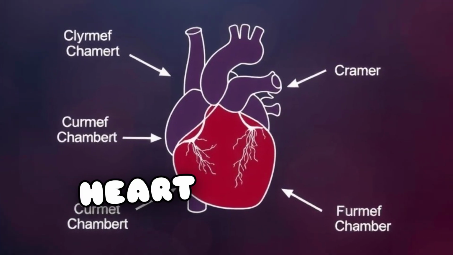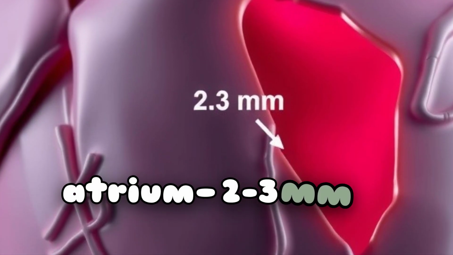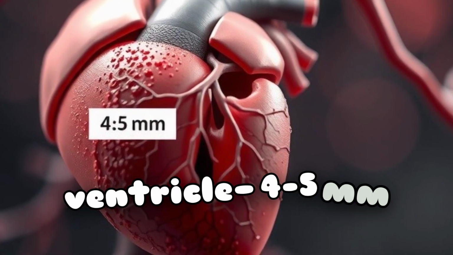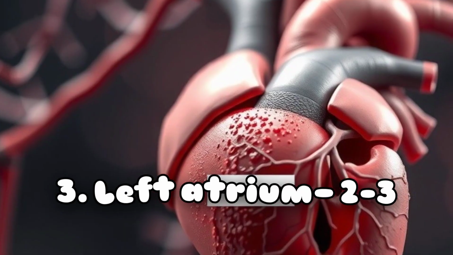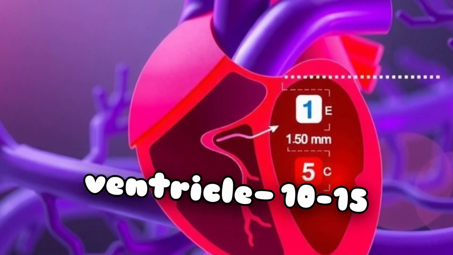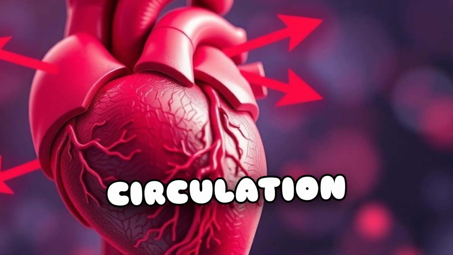Chambers of the heart. There are 4 chambers of the heart. 1. Right atrium, 2-3 milliliters in size. 2. Right ventricle, 4-5 milliliters. 3. Left atrium, 2-3 milliliters. 4. Left ventricle, 10-15 milliliters. Blood circulation to the heart, coronary circulation.